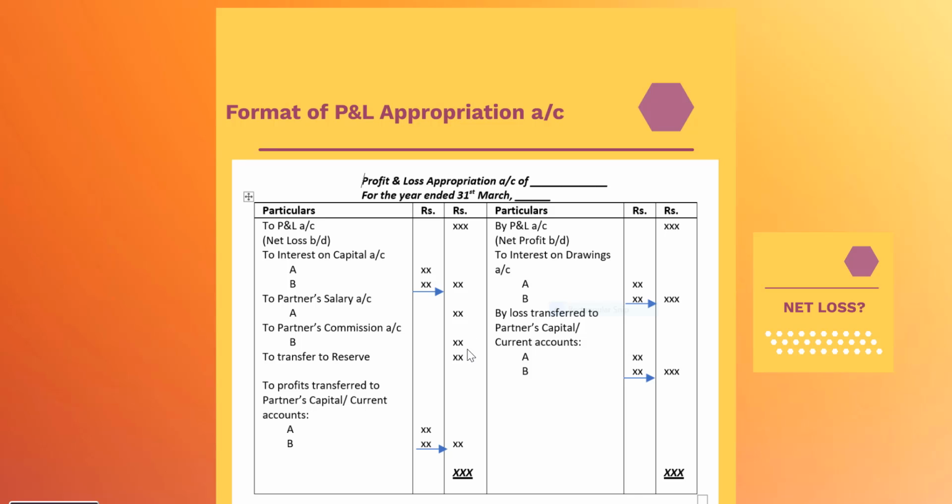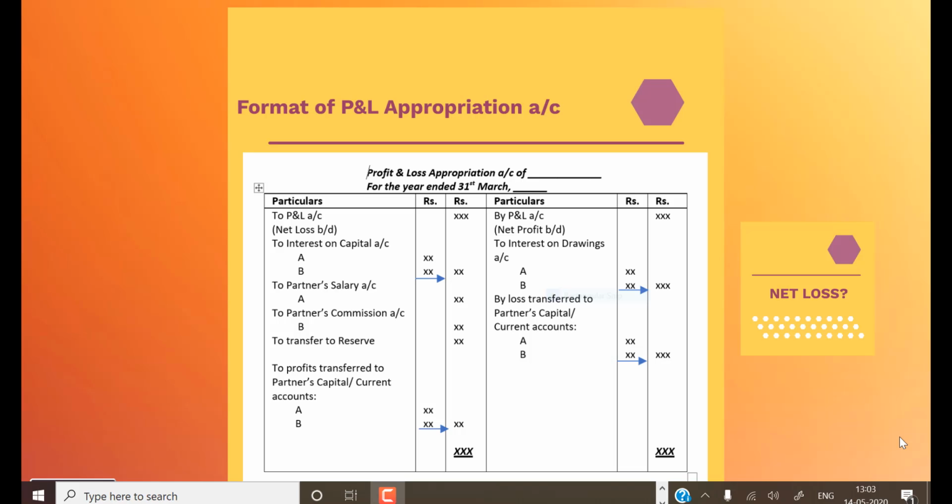And if there is any profit, it is transferred to the partner's capital or current account in profit sharing ratio. And if there is any loss, it is transferred to the partner's capital or current account on the credit side in profit sharing ratio. After I discuss the difference between what is called a charge and what is referred to as appropriation, I'll come back to the same slide to let you know when the net loss as per the profit and loss account is brought down to the P&L appropriation account.